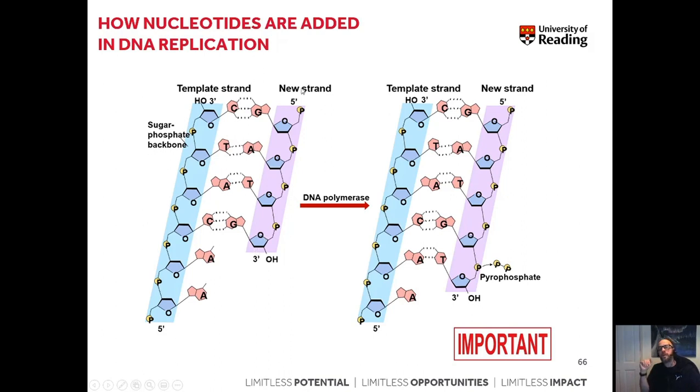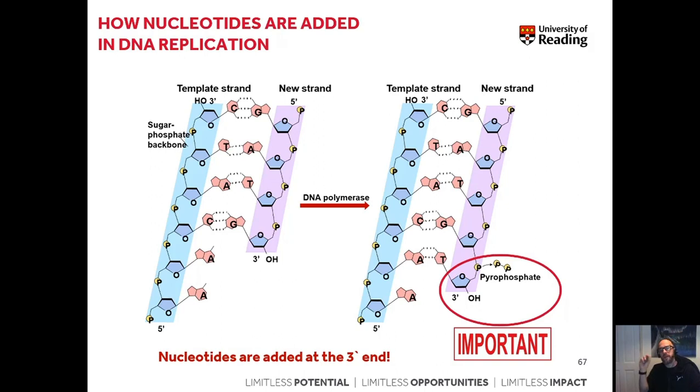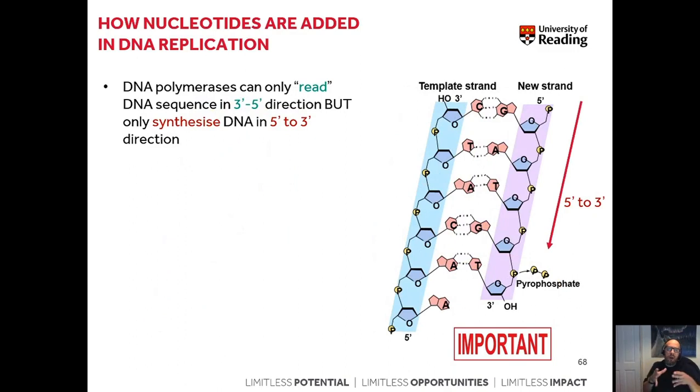That means that the newly synthesized strand is going to have different polarity, because the 5' end is going to be here and the 3' end is going to be here, in contrast to the original template strand. If DNA polymerase is adding nucleotides, this only occurs at the 3' end, right? So this is important. New nucleotides in the new strand are only added at the 3' end of the new strand. This is because polymerases can only read DNA sequence in 3' to 5' direction.